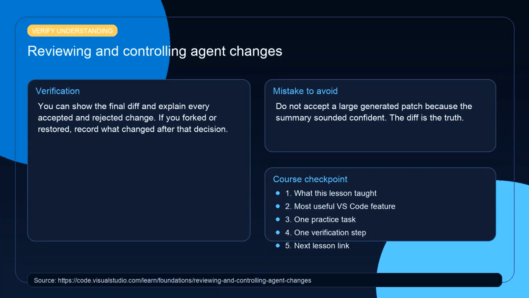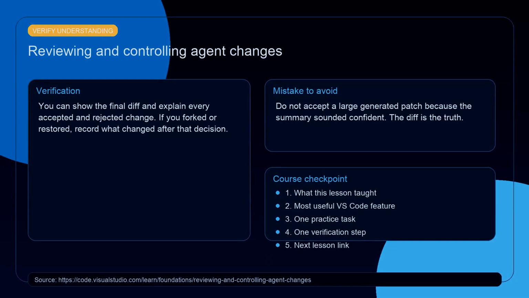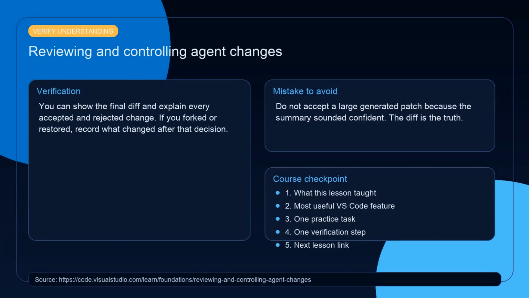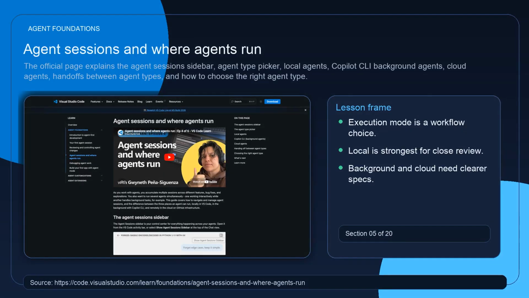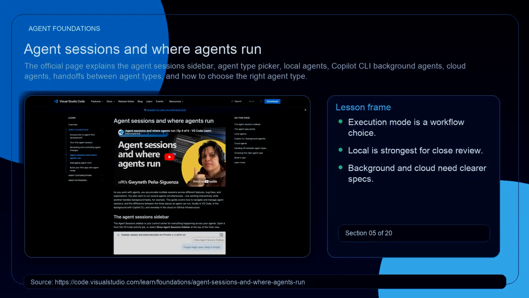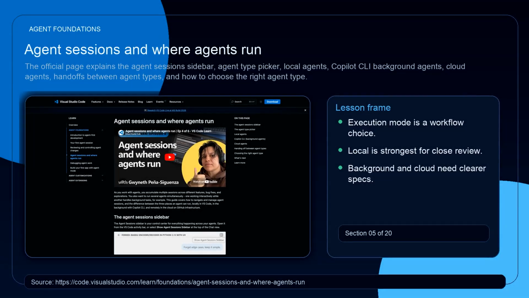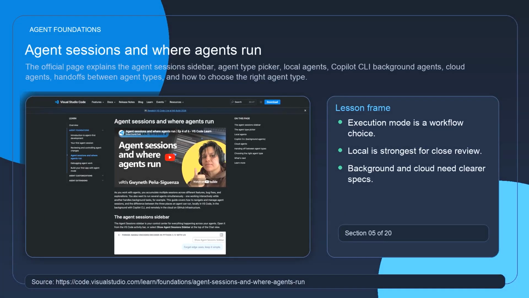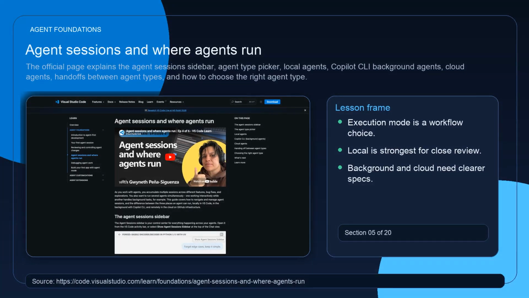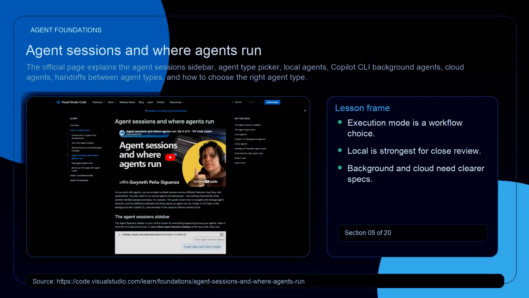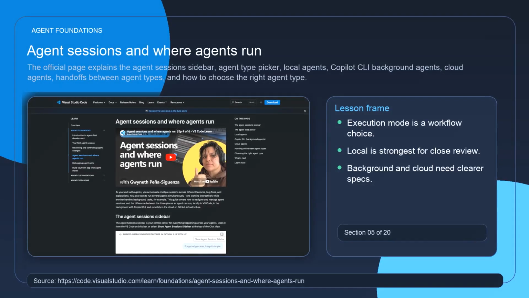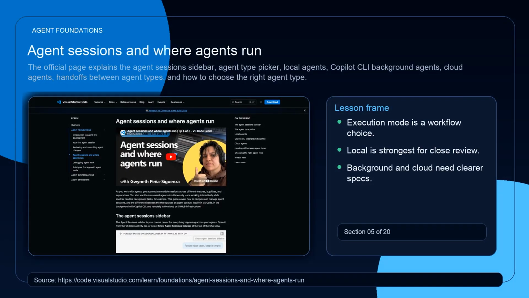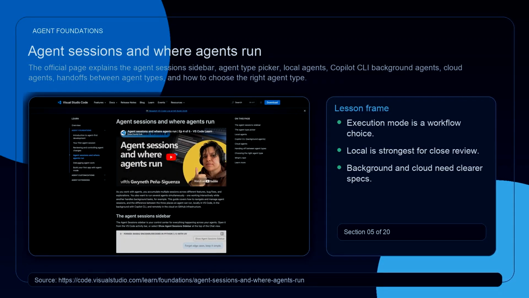The 3 takeaways are: review is the safety loop, checkpoints and forks reduce fear, and the human owns the final diff. Lesson 4 of 18, agent sessions and where agents run. The official page teaches this. The official page explains the agent sessions sidebar, agent type picker, local agents, Copilot CLI background agents, cloud agents, handoffs between agent types, and how to choose the right agent type.